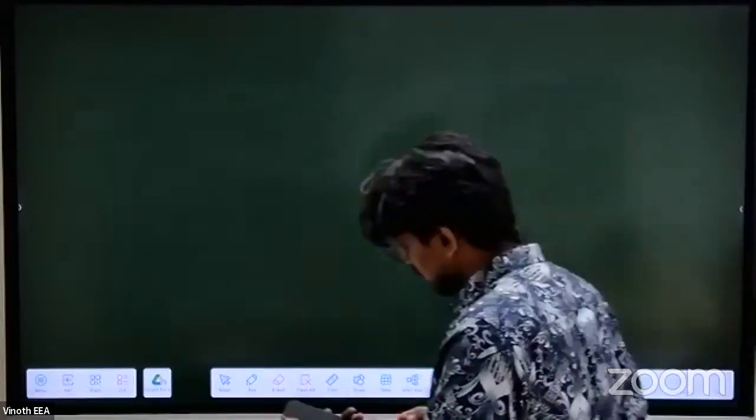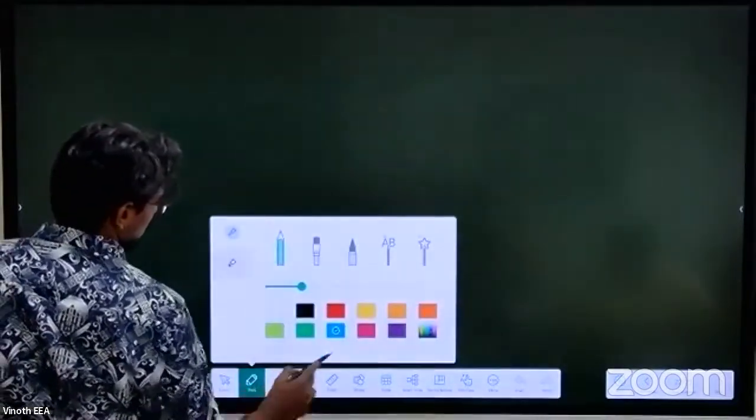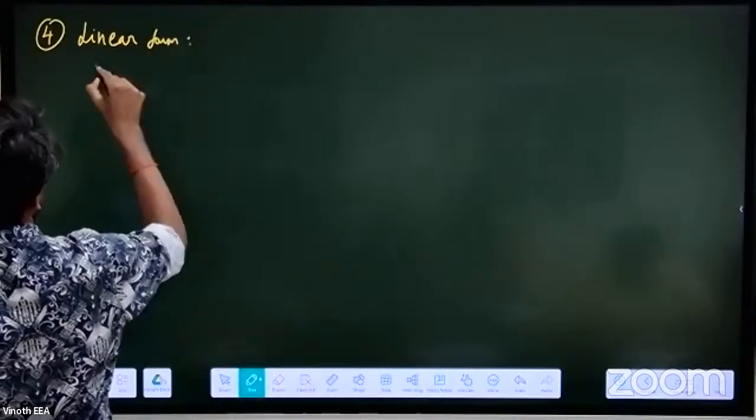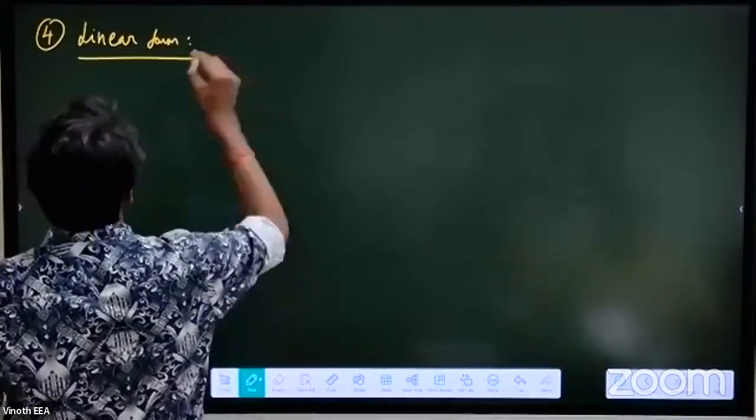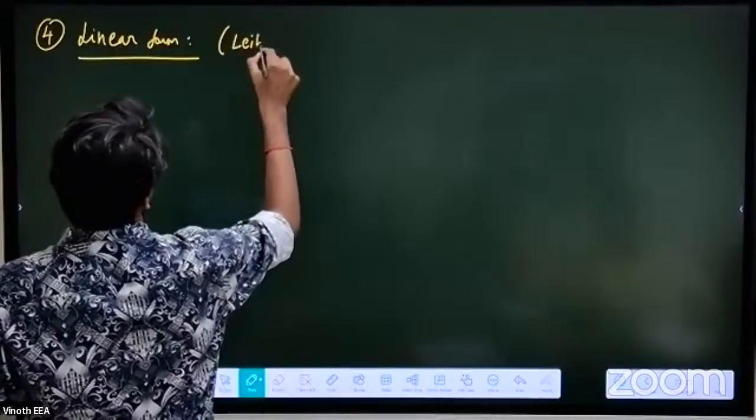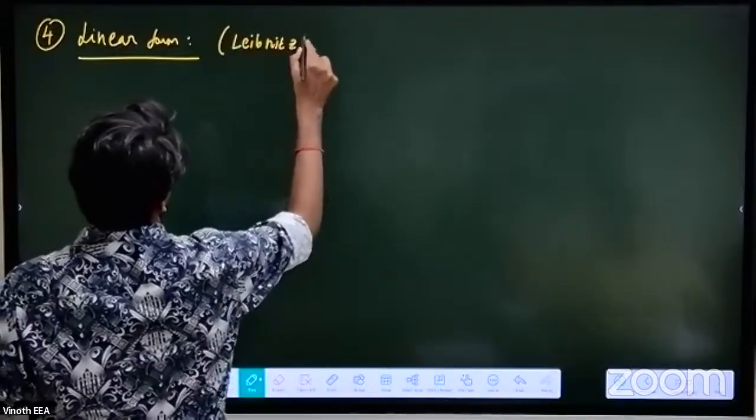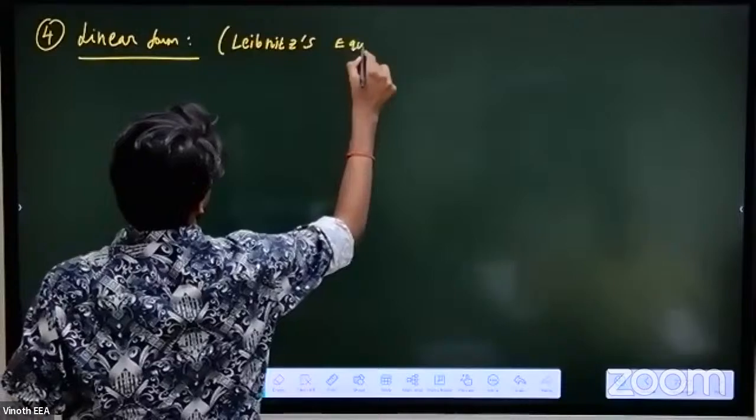Okay. Next is linear form, right? The fourth one is linear form, or I will give you the other name. It is also the Leibniz equation.